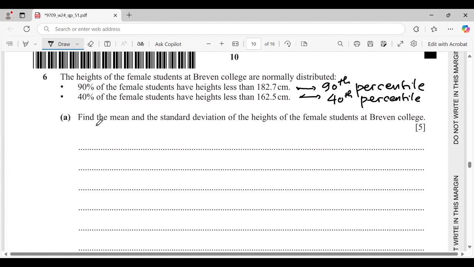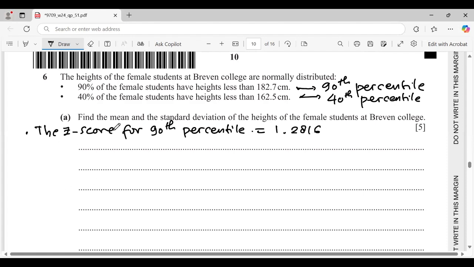Right. So the Z-score for the 90th percentile is 1.2816. This is the Z-score for the 90th percentile. And for the 40th percentile, the Z-score is minus 0.2533.